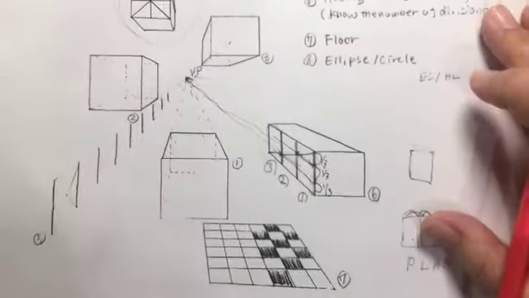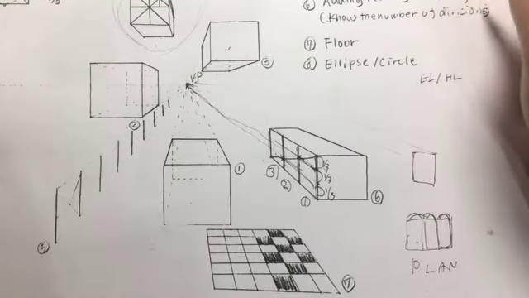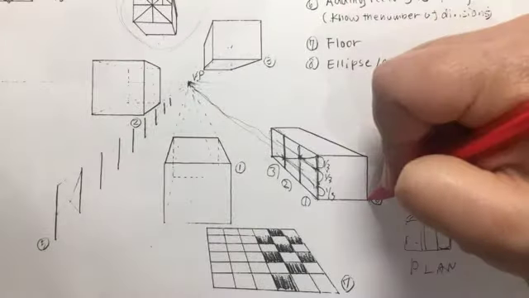Okay, so we're going to continue with number 6 here: adding rectangles with diagonals. So this is number 6.